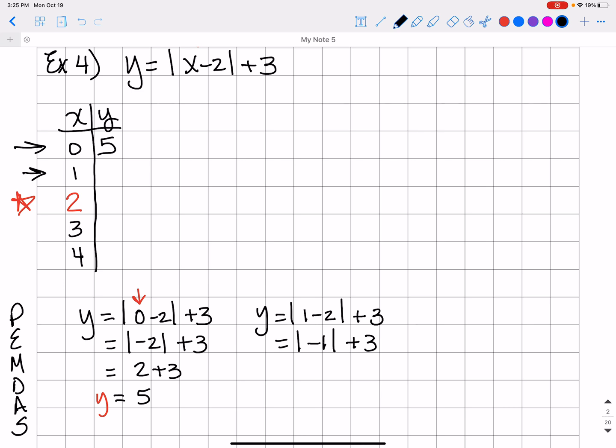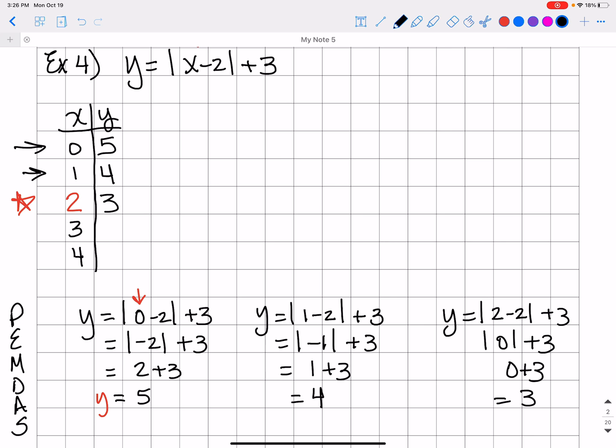And then I have to keep going with my absolute value. The absolute value of negative 1, all the absolute values come out positive, so 1 plus 3. So that equals 4. So my t-chart, I can keep filling that out. Now I'm going to do it again, only this time I'm going to plug in my red 2. So I've got y equals the absolute value of 2 minus 2 plus 3. Well, I know 2 minus 2 is 0. And the absolute value of 0 is 0. So that equals 3. So I can plug that point in.